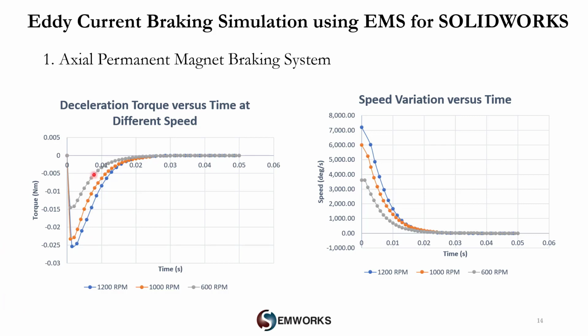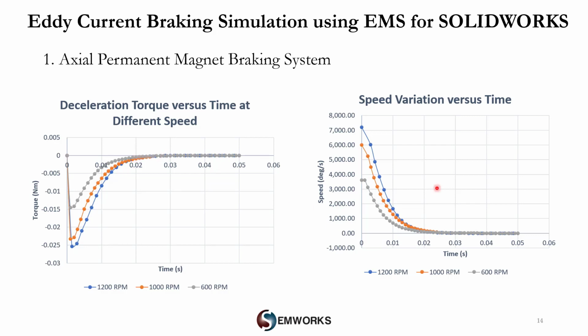So as you can see here, this is the braking torque during a deceleration phase. The torque initially, when the braking system is off, is 0. Then when it is activated, it starts to increase. Then it reaches a peak value, for example, this is the peak value for the speed 1200 RPM. Then it decreases as the rotation of the disc decreases, until both become 0.